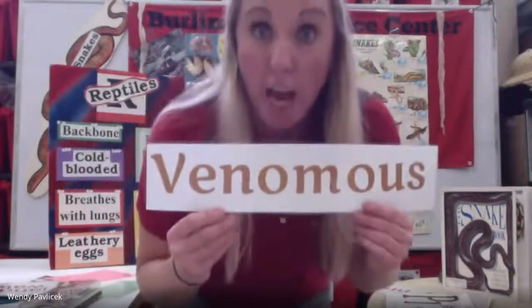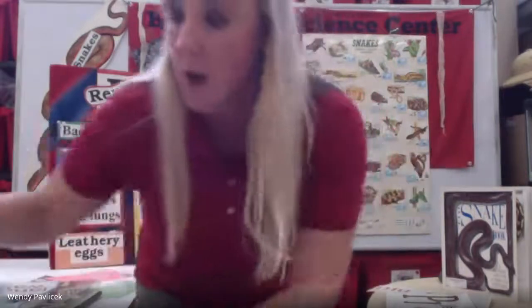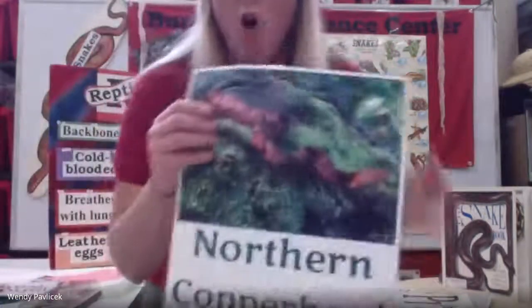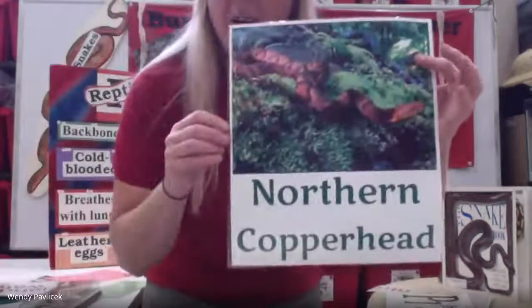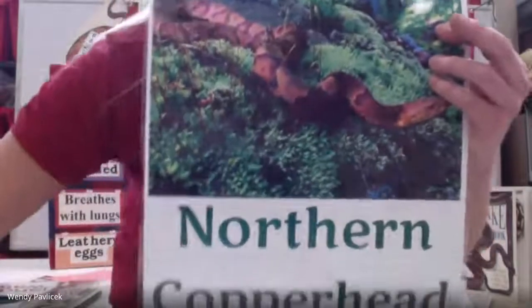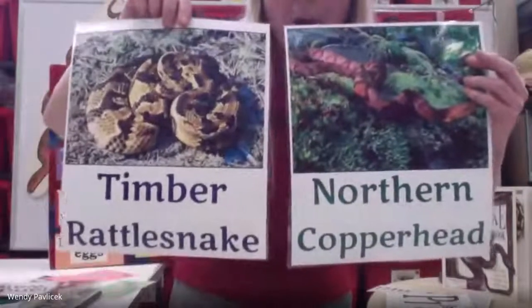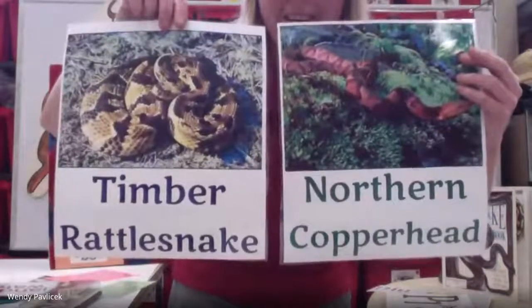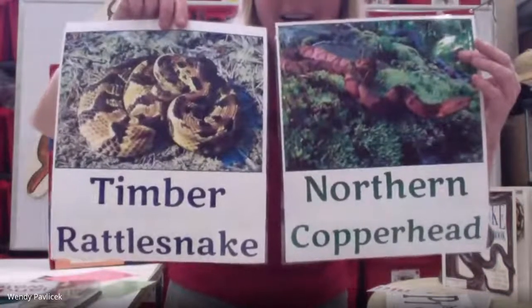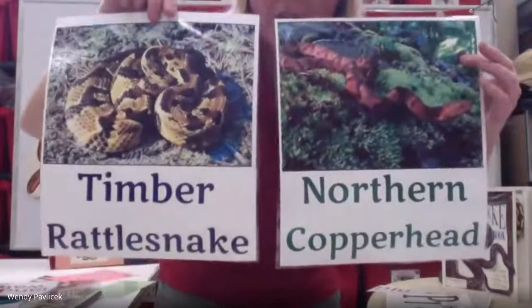The two types of venomous snakes are the northern copperhead with that beautiful copper color. Hold that a little closer. And the other one is called the timber rattlesnake. And these are both, especially this one in the rattlesnake family, and we'll talk a little bit about that later on in defense.